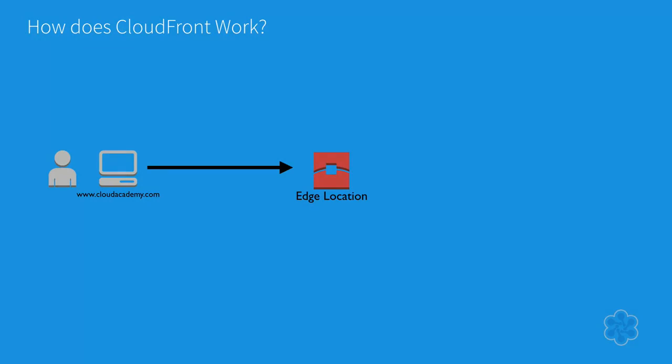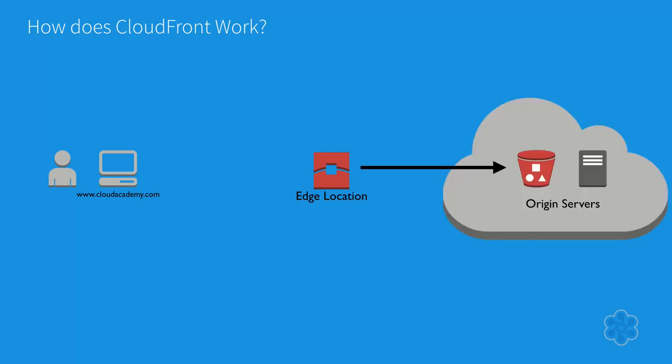At the edge location, CloudFront will check its cache for the requested files, and if they exist in the cache, it will return them immediately to the user. If, however, the files are not in the cache, it will do the following. 1. CloudFront will compare the request with the specifications in your distribution and forward the request to the applicable origin service based on the file type.